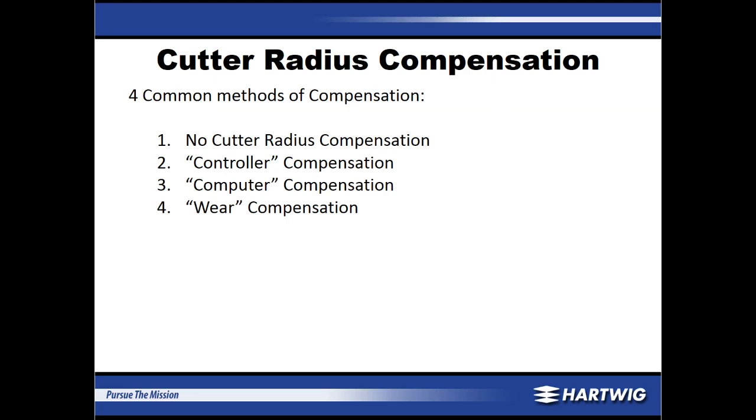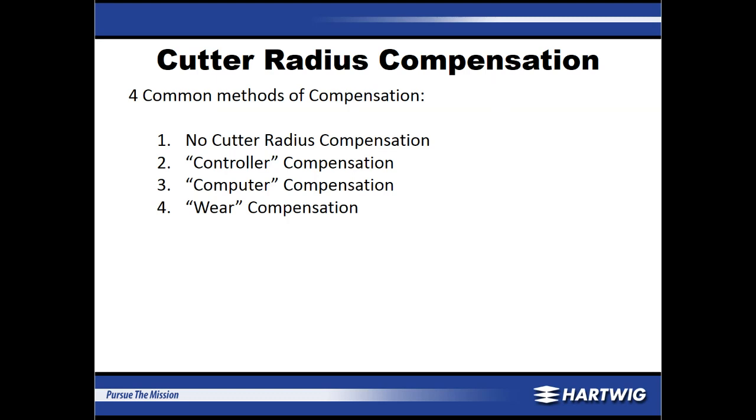So the final topic that we're going to cover today is cutter radius compensation. There are 4 main types of cutter radius compensation that are used. One of them is no cutter radius compensation, and that's what we've been doing so far. In that program where we went around the outside of the block, that block was supposed to be 4 by 4, we messed up and it wound up undersized because we weren't using any cutter radius comp.